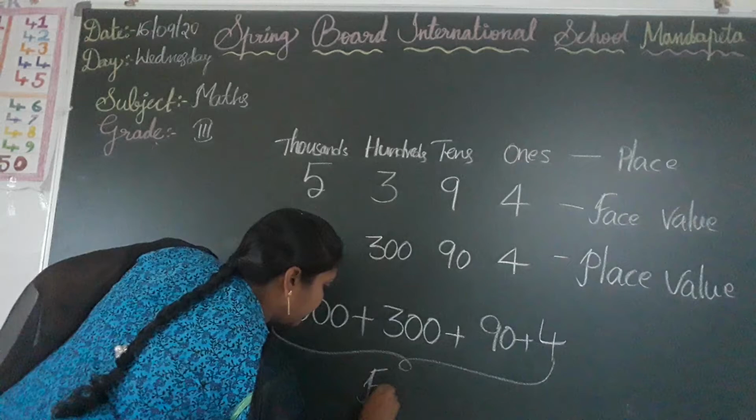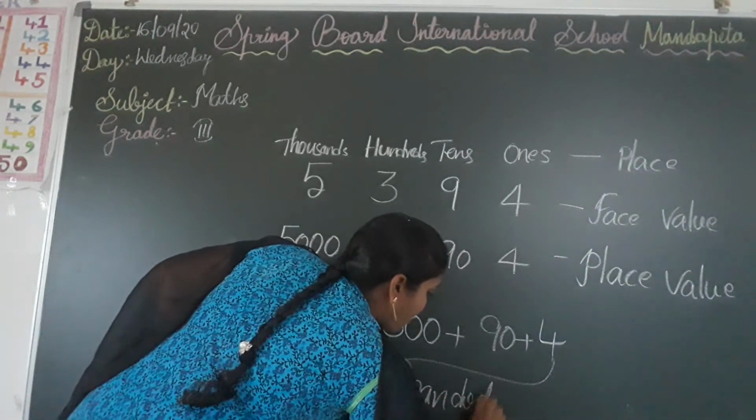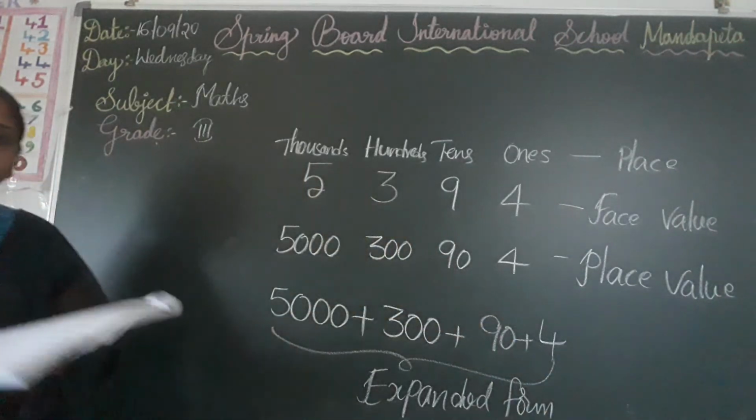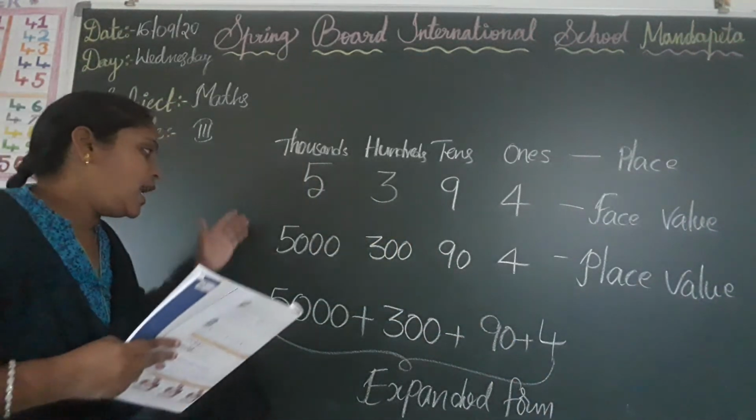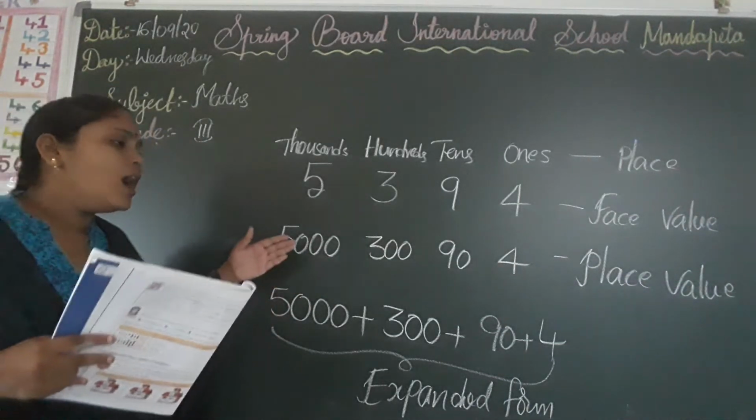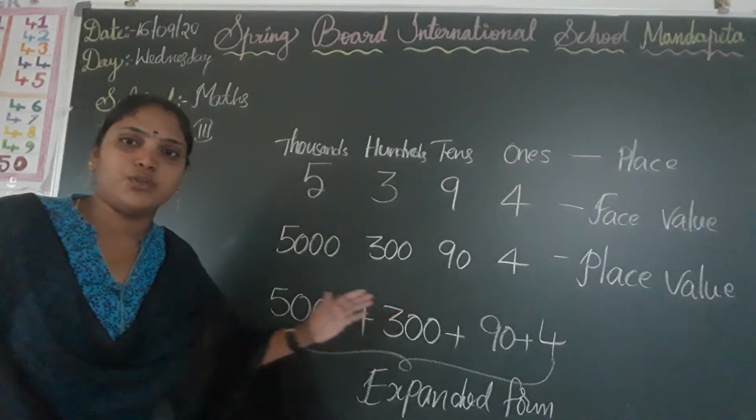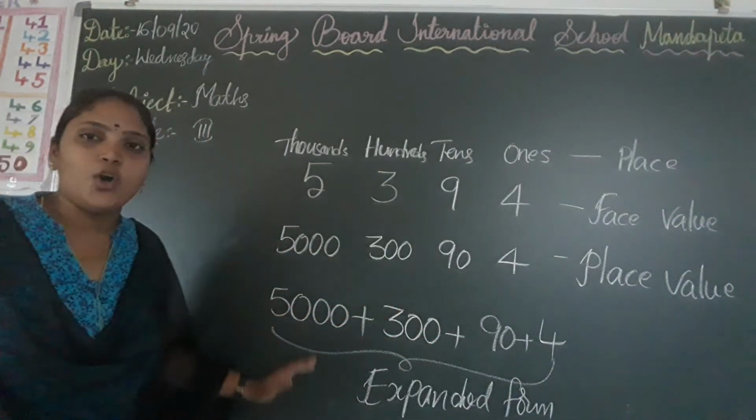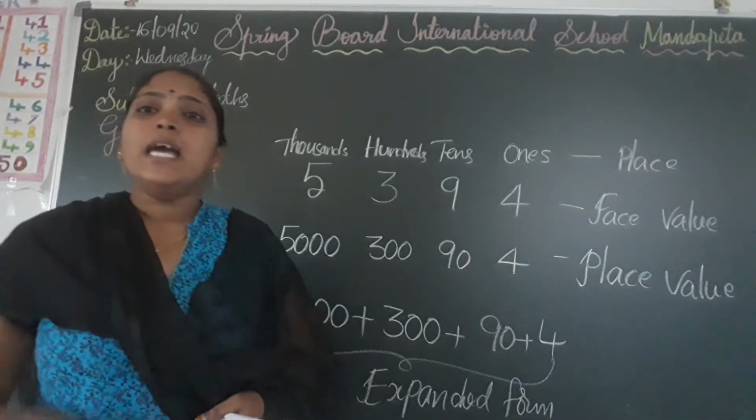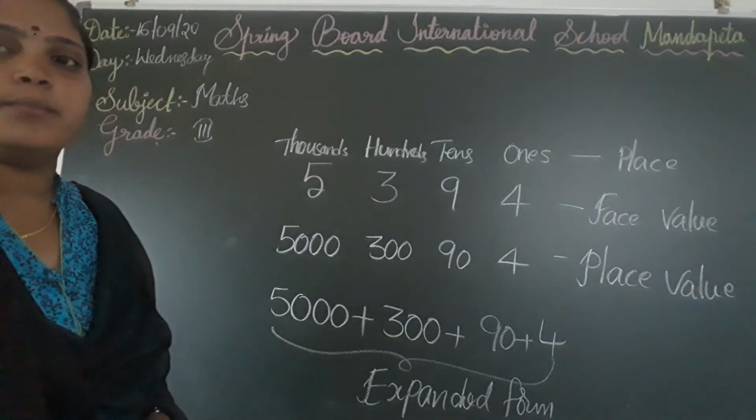Okay children, here it is. This is the expanded form of a number. The expanded form of a number is used to know the value of each digit. Yes or no? Yes. Here the expanded form of the number helps to know the value of each digit. You have to write the sum of the place values to get the expanded form.